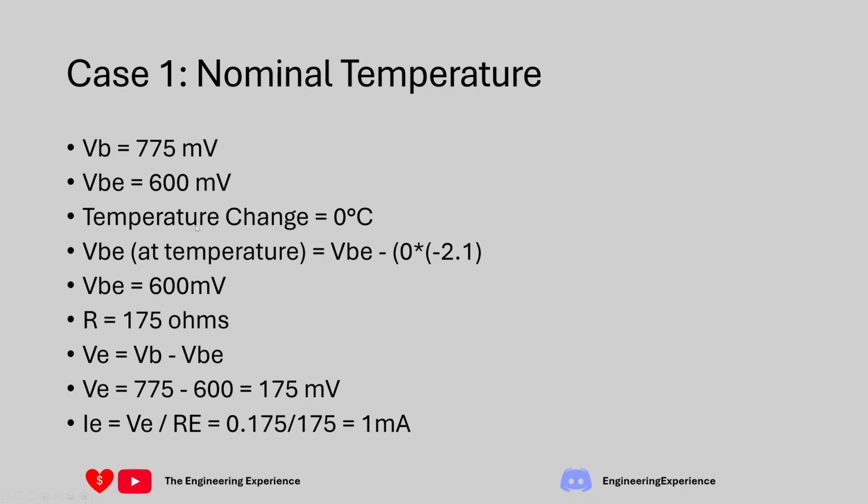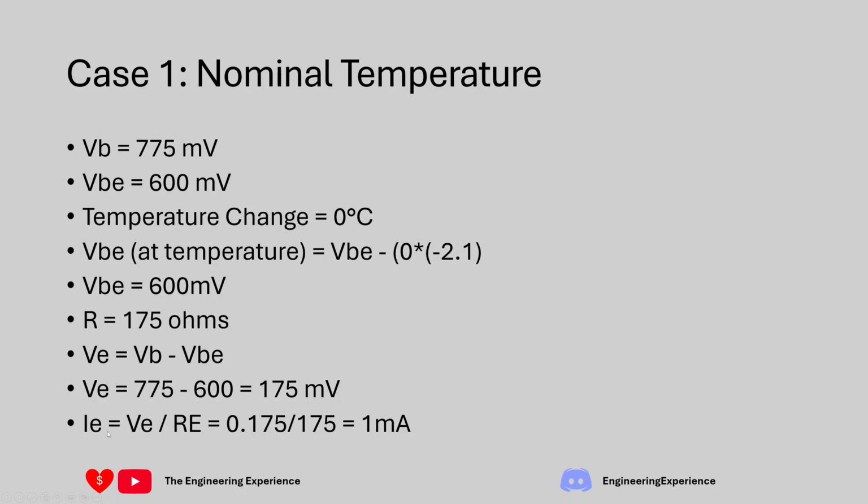Now, as I said before, the temperature change is going to be 0. So plugging in our VBE voltage and minusing the VBE voltage change due to the temperature, which is basically 0, we have a VBE voltage of 600 millivolts in this case. Our RE is 175 ohms, so we can calculate what VE is going to be because we know VB is 775 millivolts. We know VBE is 600 millivolts. That gives us a VE voltage, or the emitter voltage, of 175 millivolts.